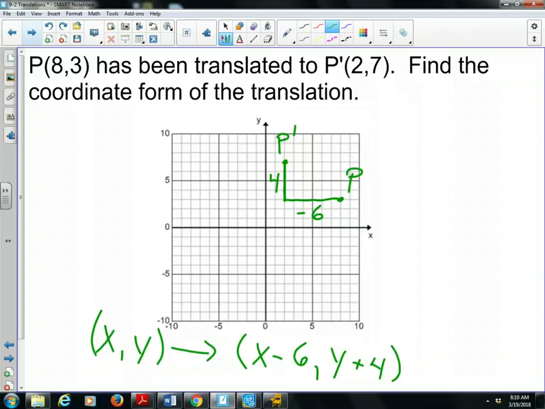Okay, that's our transformation symbolization. And then the coordinate form would be negative 6, 4. I had to shift it left 6 units and up 4 units.